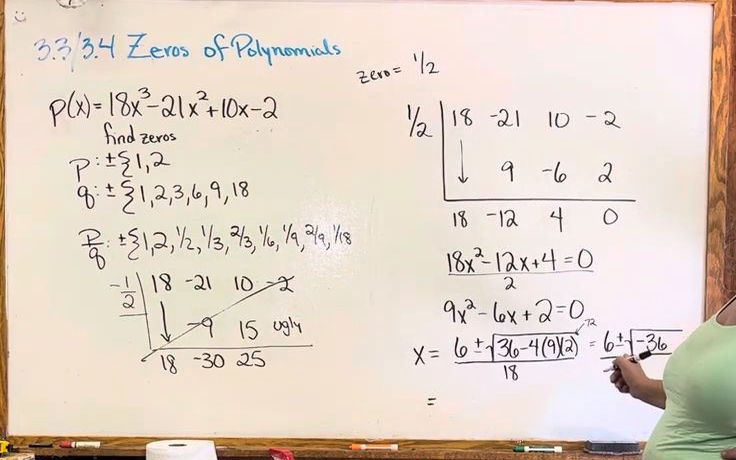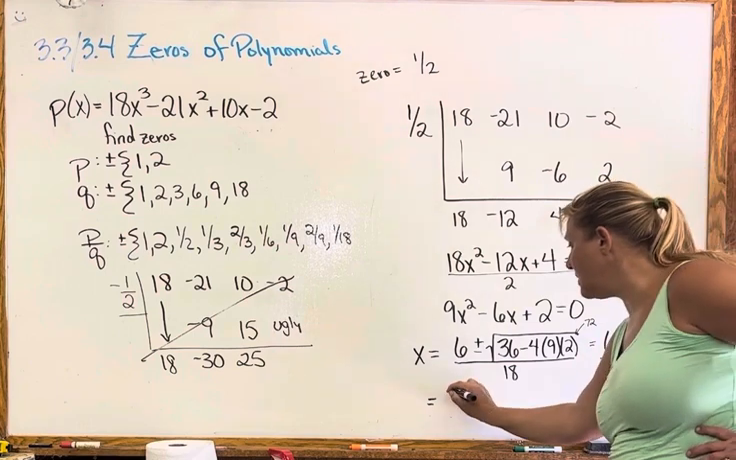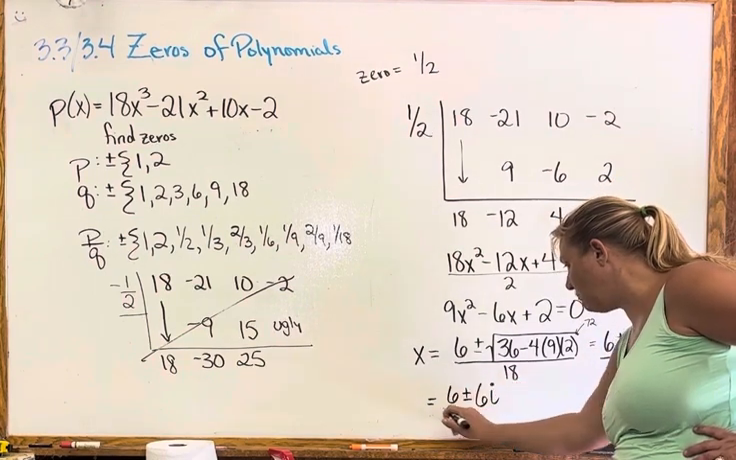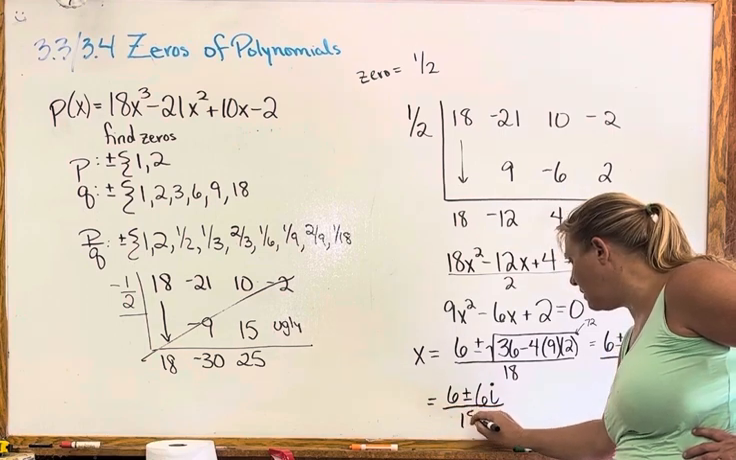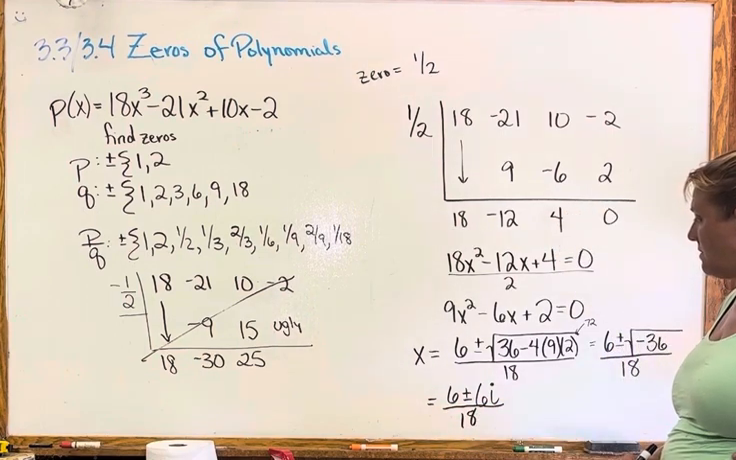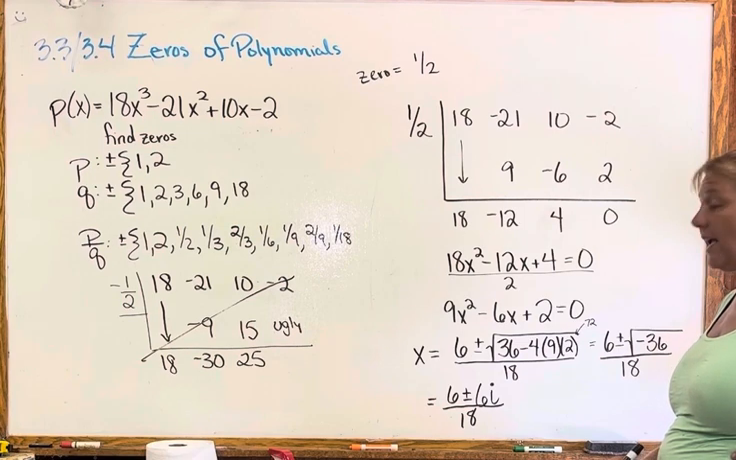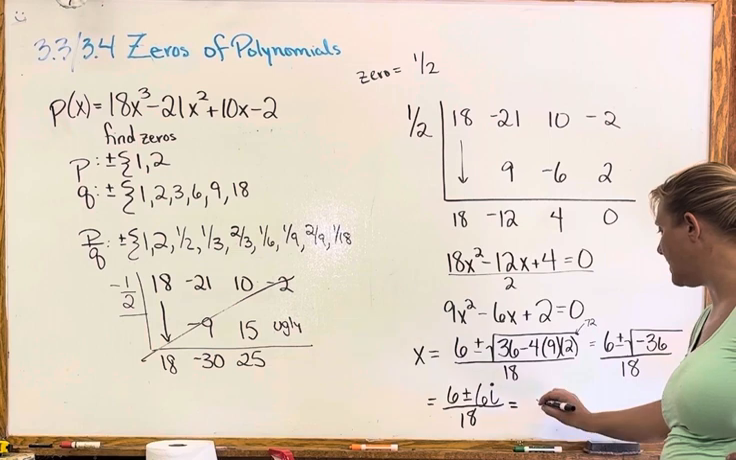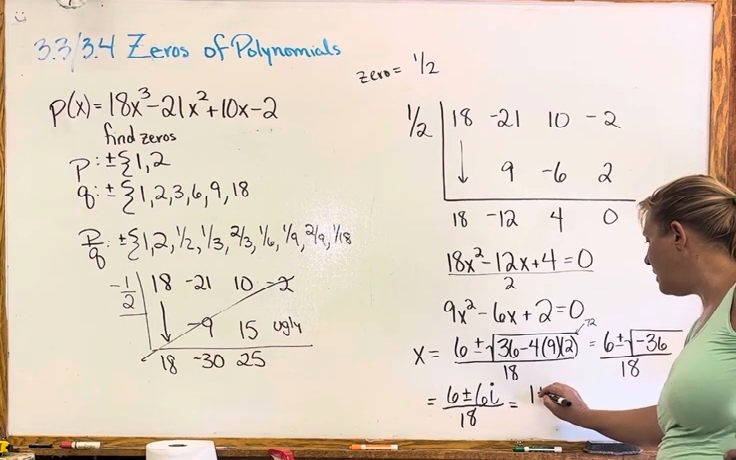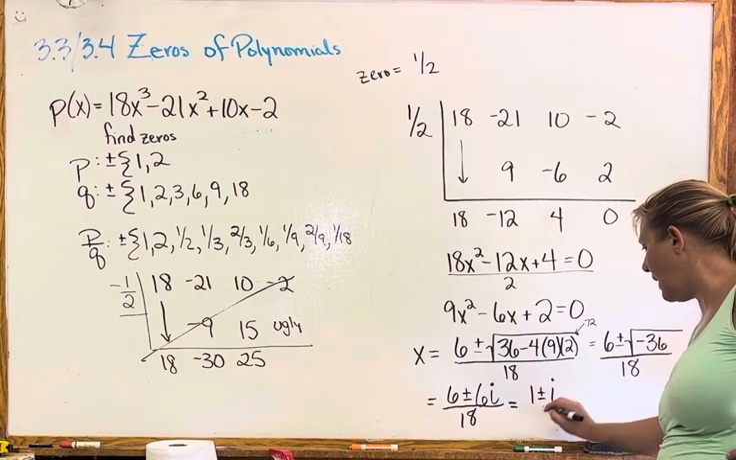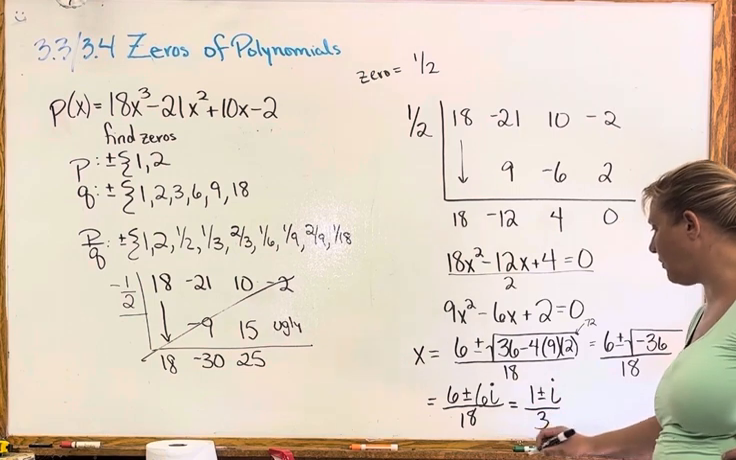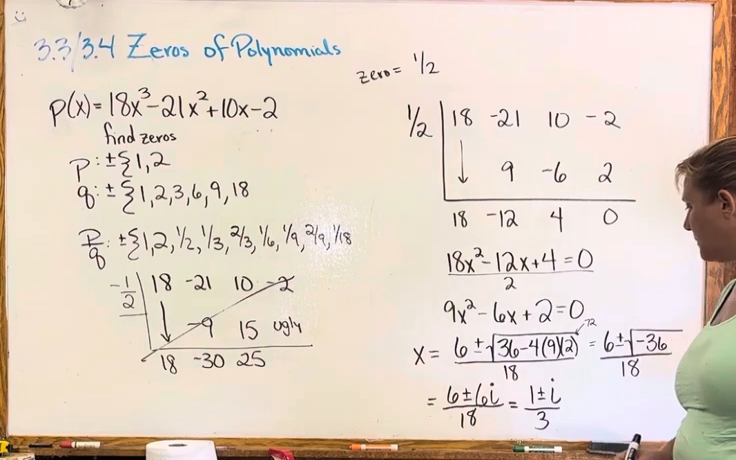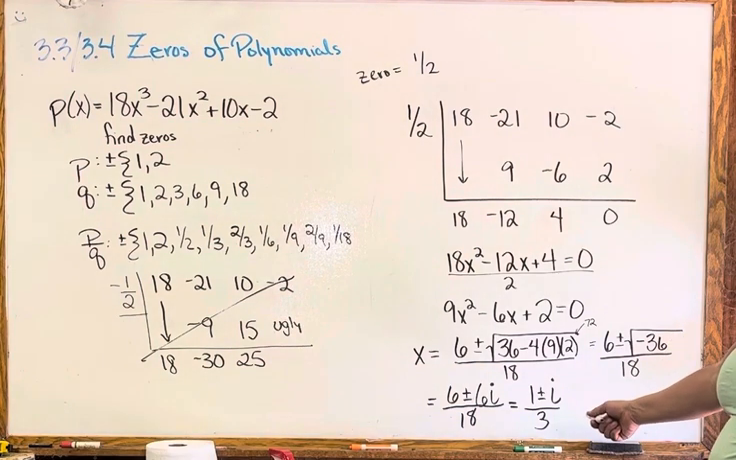Negative 36 is 6i, isn't it? So this gives us 6 plus or minus 6i, imaginary numbers are coming in here, over 18. And now it looks like everybody can get divided by 6, or we can factor and cancel out a 6. So it'll be 1 plus or minus i over 3. Everybody agree? If you cancel, cancel, and we'll leave a 3 on the bottom. And there are our last two answers.